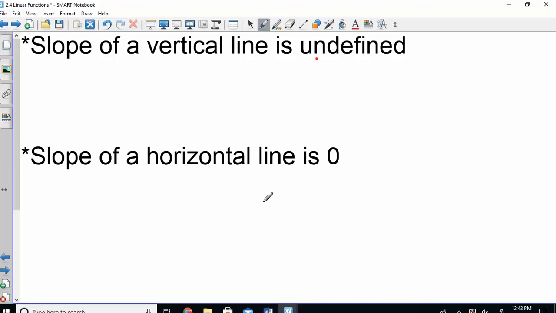So if you have x equals a number, we know that's just a vertical line, the slope's undefined. Horizontal lines have a slope of 0. When you get to the homework, it's going to say, like, identify any constant functions. So those would just be horizontal lines. Those are the constant functions.